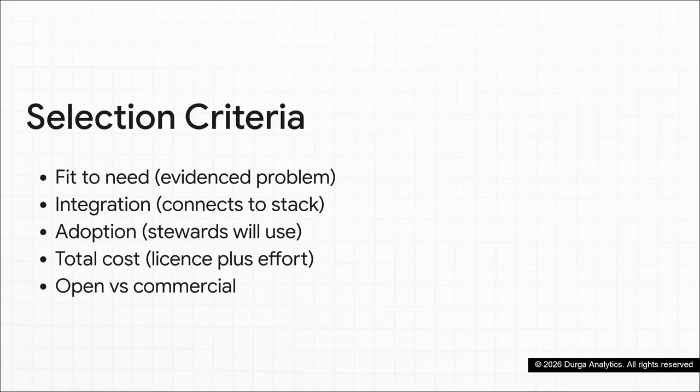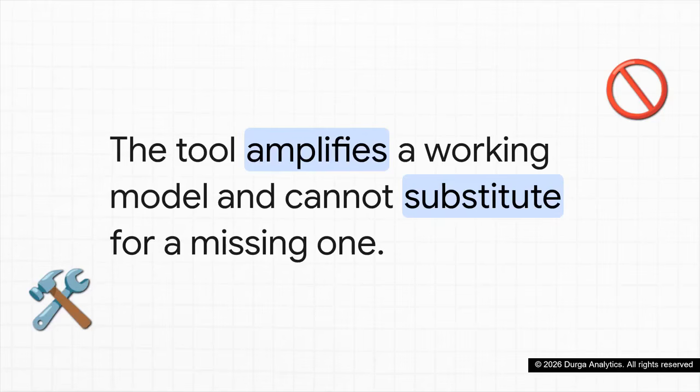And fifth, open versus commercial. You have to balance the lower license costs of open source against the much higher maintenance effort your engineering team will have to supply. The absolute bottom line is this: a catalog needs stewards to curate it, and an MDM tool needs owners to govern those golden records.